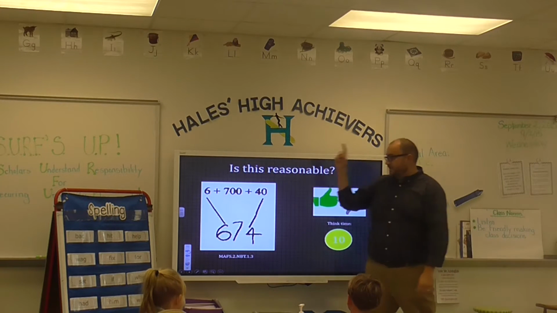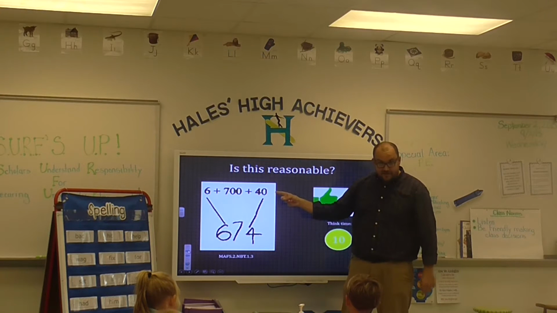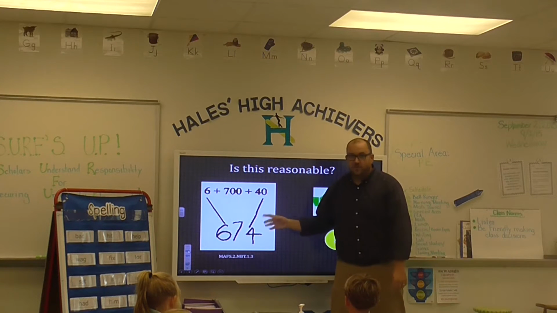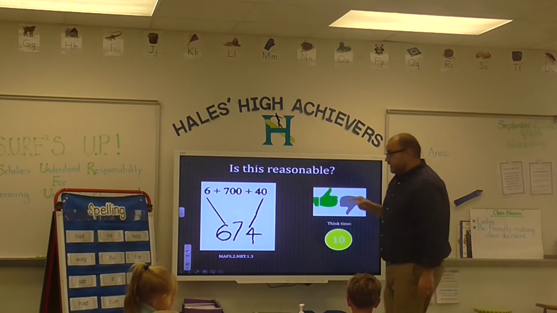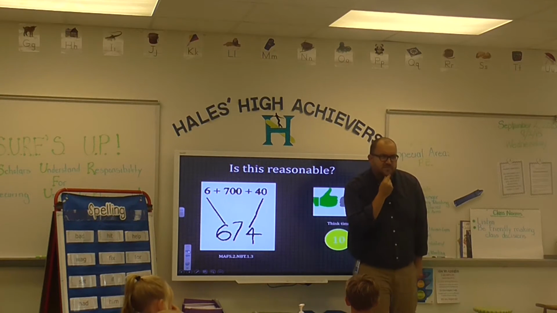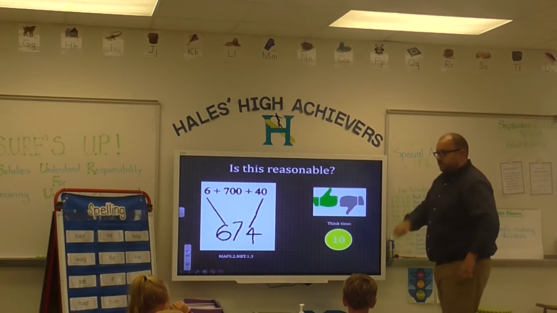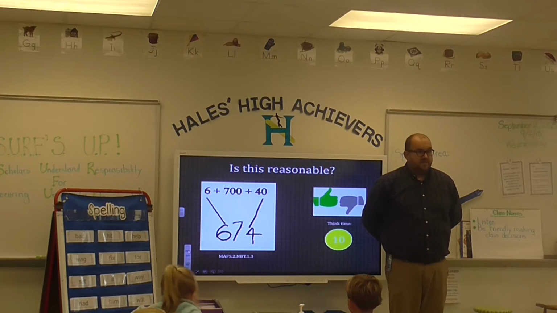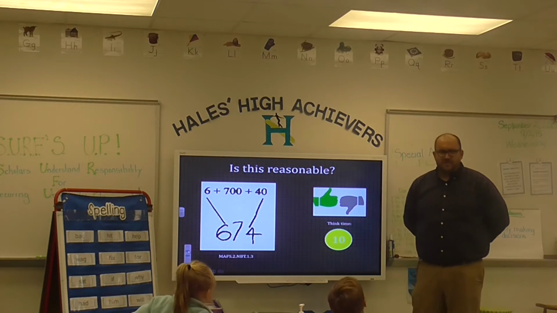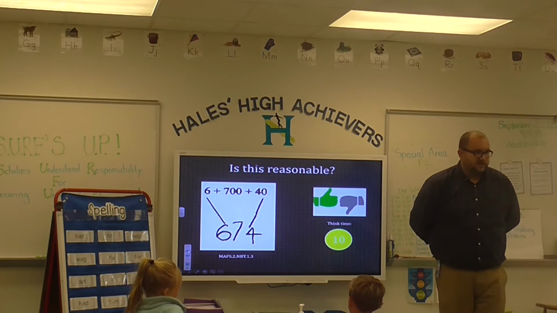Here's our example. It says 6 plus 700 plus 40 is 674. Don't tell me yet. I want to give you some think time. Let me see those thinking faces. You're going to look at this and you're going to think, is it reasonable? Is it fair? Is it right? Hands behind our backs. And when I give you that go word, I want to see thumbs up if you think it is reasonable, fair, and right, or thumbs down, no way it's reasonable. That's definitely not right, it's wrong. All right, here we go, on 3.